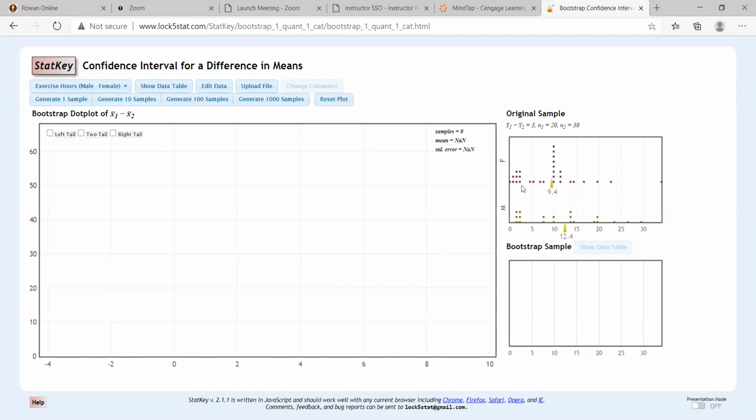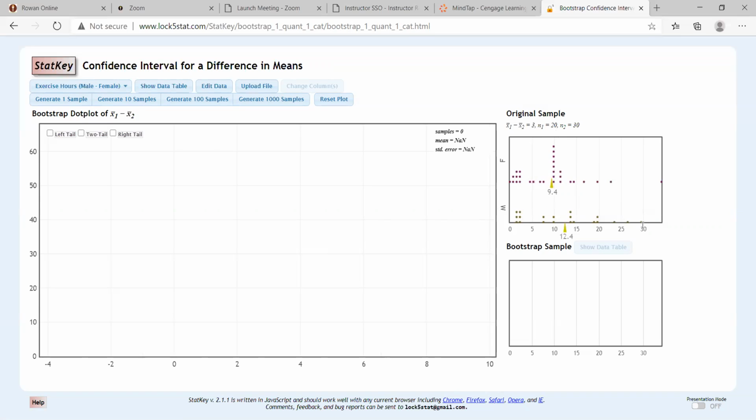So, what do these dots represent? Let me make sure I have the right thing here. Yes. Group one in this particular case will be the males. Now, how do I know that? Because of the difference in their sample means here. The males are down here. These are all the dots, and there are 20 males, and that's our group number one.